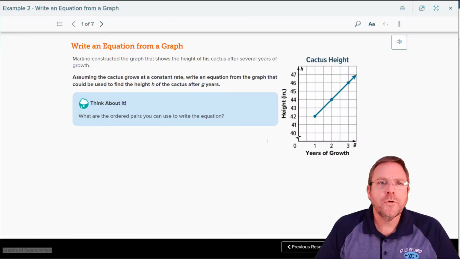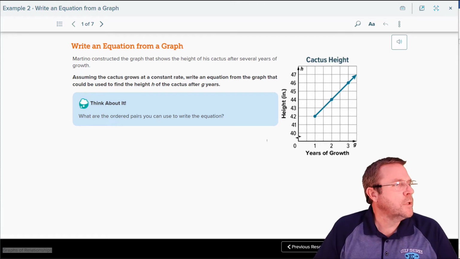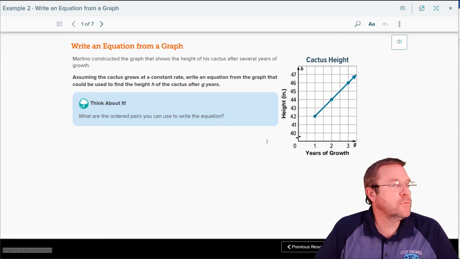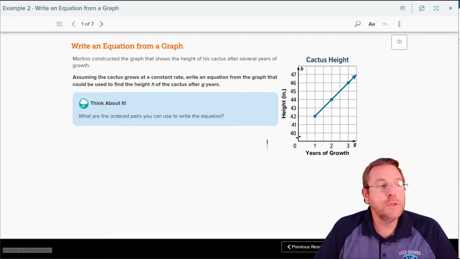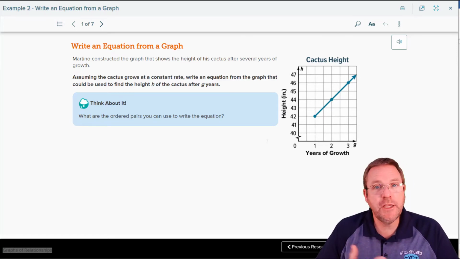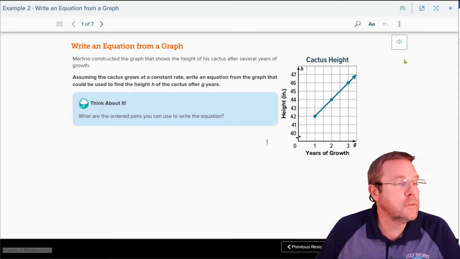In example 2, they want to talk about Martino, who constructed a graph that shows the height of his cactus after several years of growth. Assuming the cactus grows at a constant rate, write an equation from the graph that could be used to find the height H of the cactus after G years of growth. I would have used Y, but they use G, that's okay.